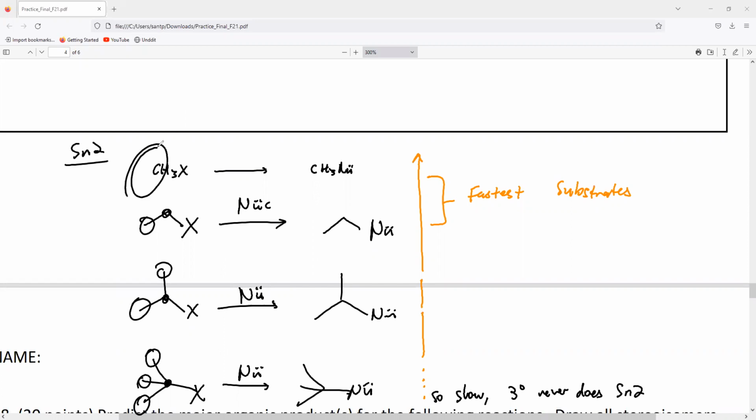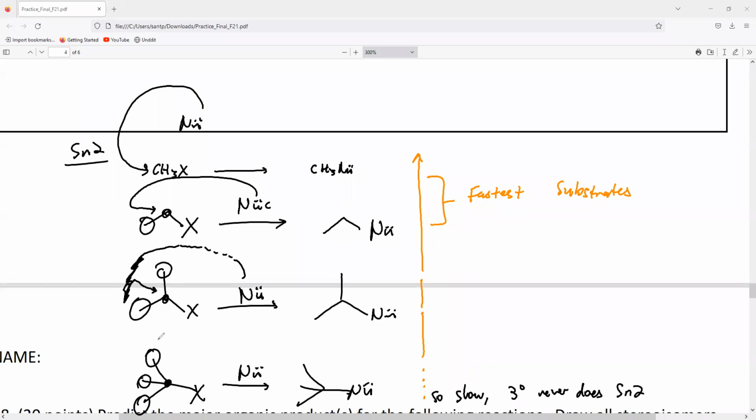But the fewer things you have blocking you from this attack, the easier it is for the nucleophile to intercept. So it's way easier to attack. Secondary is not too bad. You just kind of have to make your way in there. It's a little bit slower. But nucleophiles are never spending any time trying to navigate this forest of carbons. They're lost just as much as we are. So never are we going to see SN2 happen on a tertiary center.